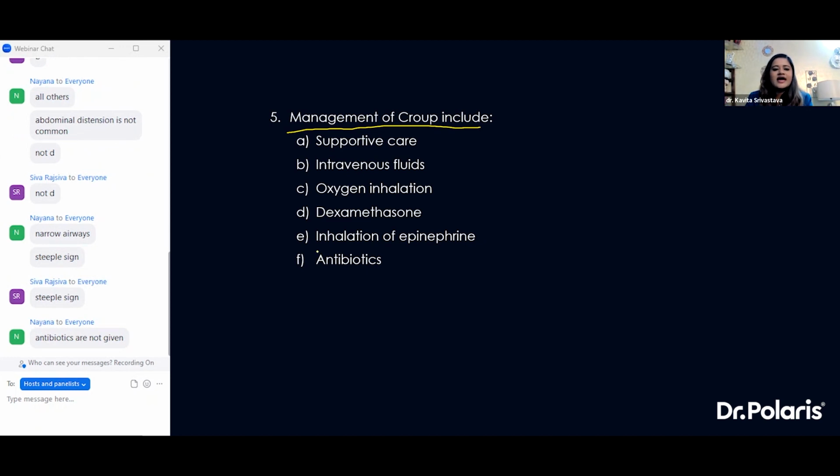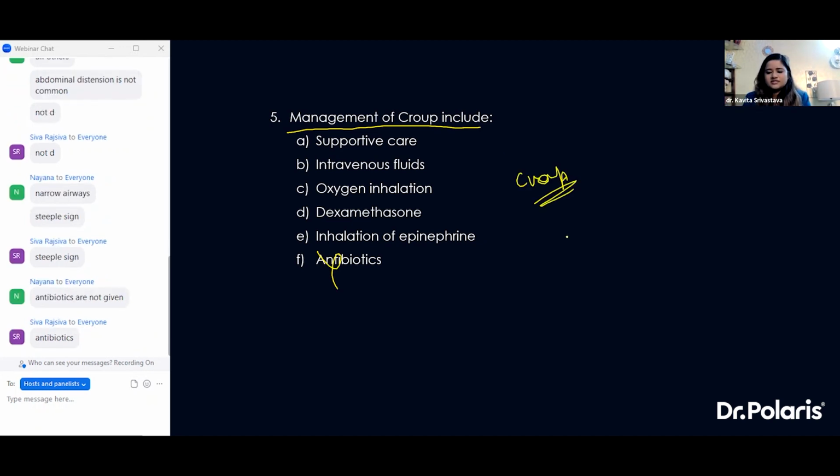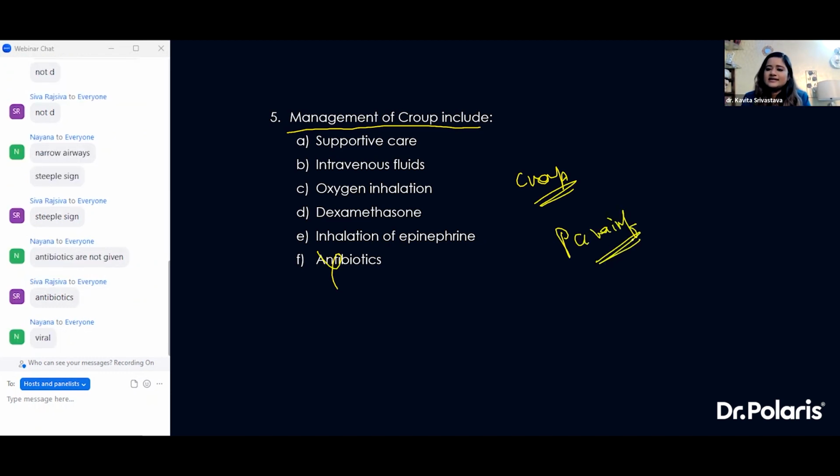Yes, very good, Diana. Antibiotics have no role in the management of croup. Now, why is that so? It is because in croup, the most common cause is the parainfluenza virus. So do we give antibiotics in the treatment of a viral infection? Not at all. A viral infection cannot be treated by antibiotics. However, bacterial infections are also causative organisms of croup, but not very commonly.